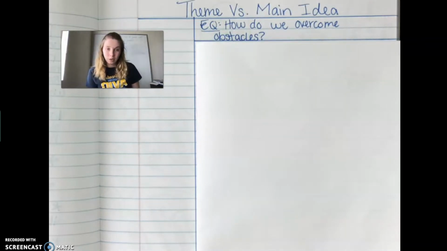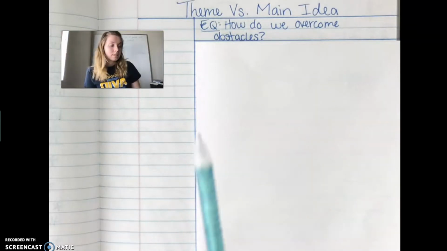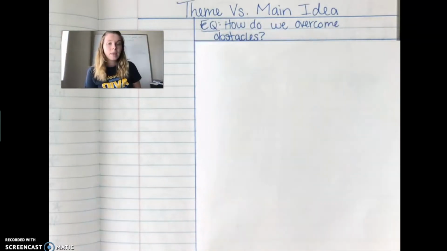You have your language arts journal because we are taking theme versus main idea notes. Theme is very different from main idea, even though they get mixed up sometimes. So we are going to start with the title, theme versus main idea, and now we're going to take a look at the essential question. So our essential question for this language arts unit is how do we overcome obstacles?